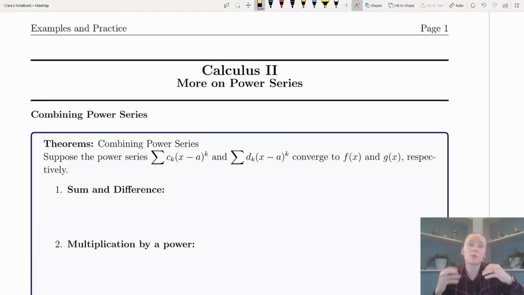Today we're going to do more on power series, and I should really rename this worksheet because we're going to go over combining power series through sums and differences, multiplication by a power, and composition. And then we're also going to dive into relating power series through differentiation or integrating. So let's dive into combining power series.